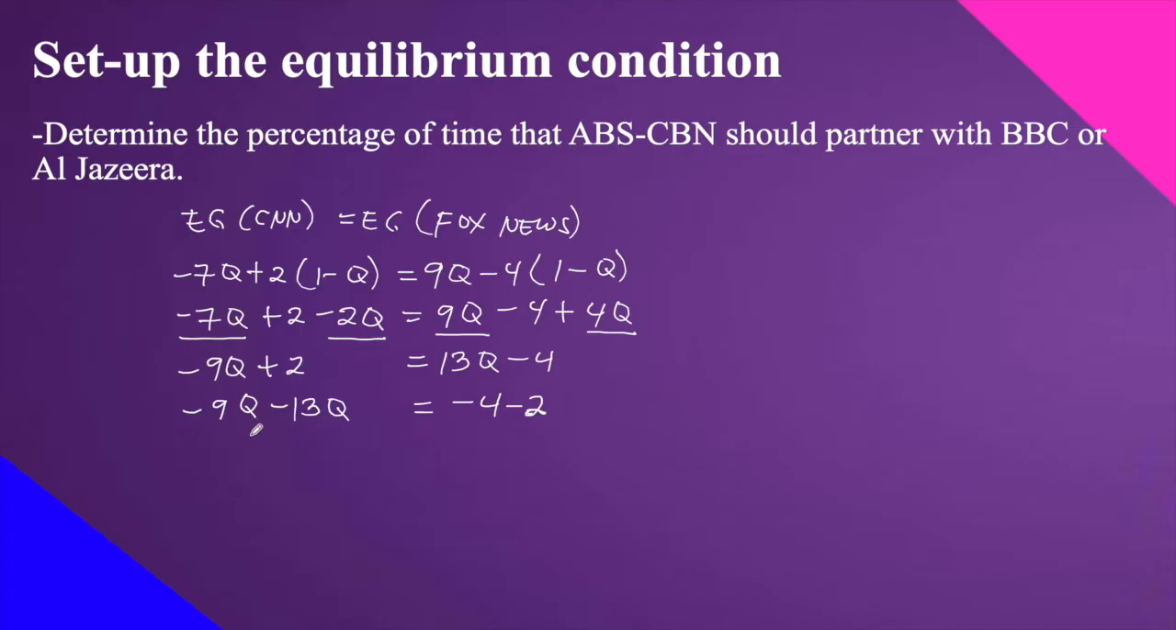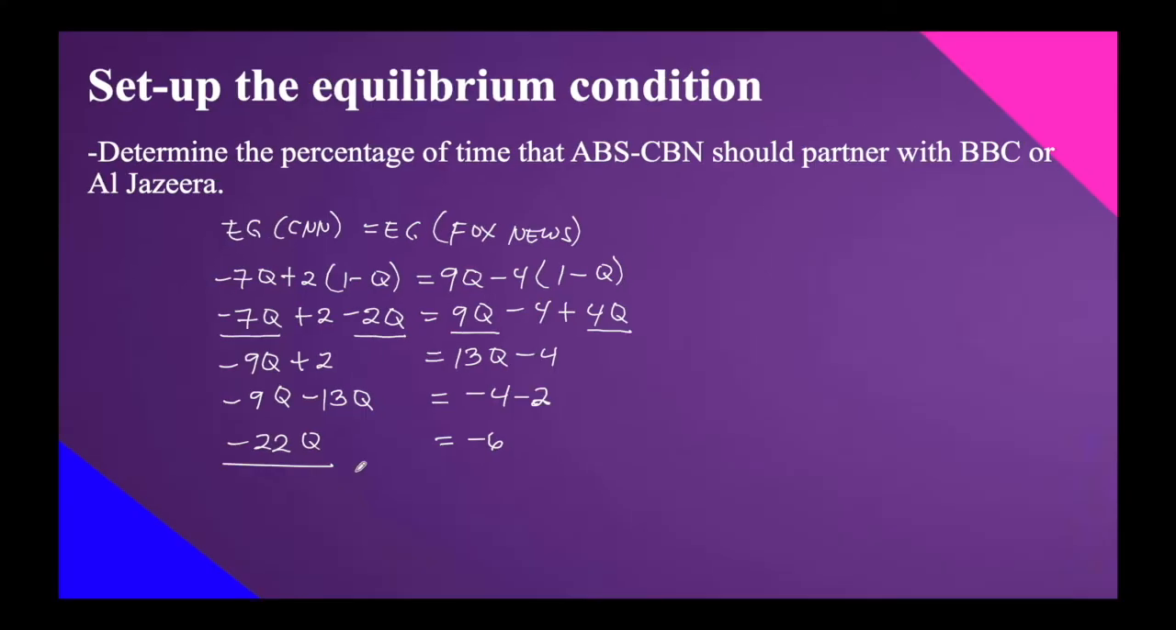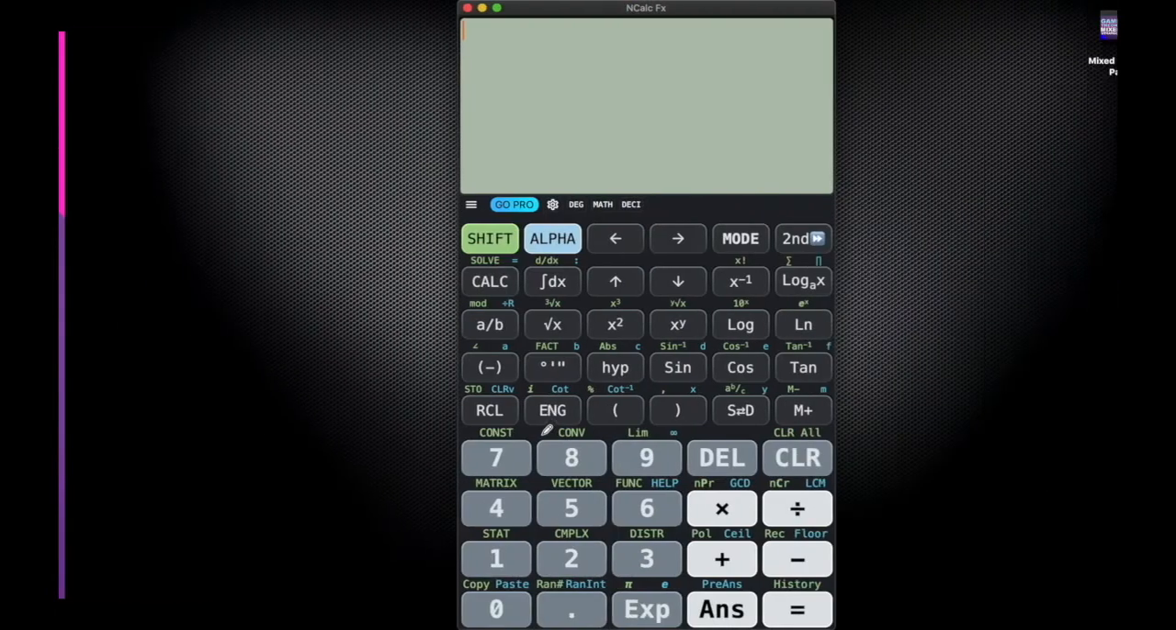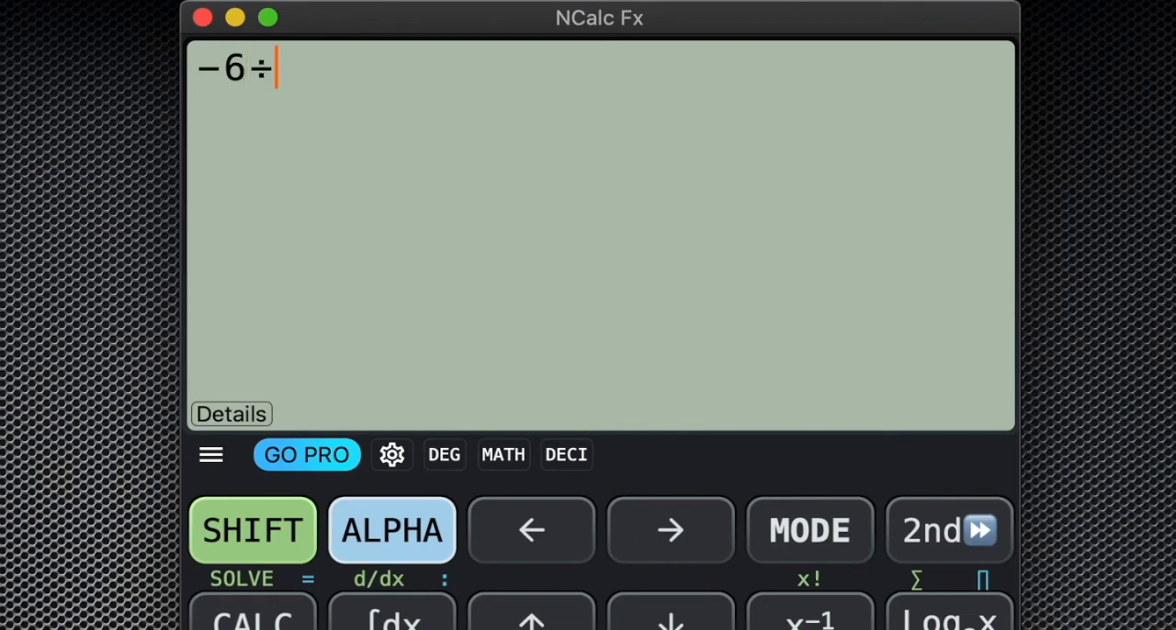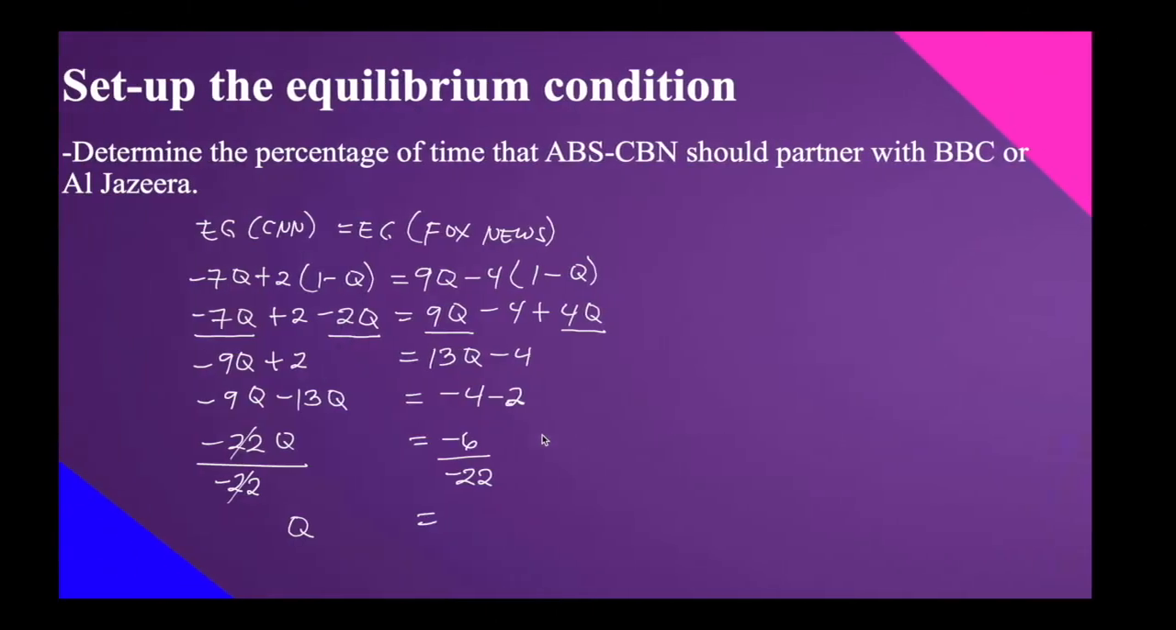Okay, so negative 9Q minus 13Q, this is equivalent to negative 22Q. Okay, equals negative 4 minus 2. This is negative 6. Okay? Now, para mawala itong si Q or si negative 22 sa tabi ni Q, divide both sides into negative 22. So, ayan. This will be cancelled. Q is equivalent to negative 6 over negative 22. Let's go to our calculator. So, let's write here negative 6 divided by negative 22. Answer is 0.2727. So, let's write it here.